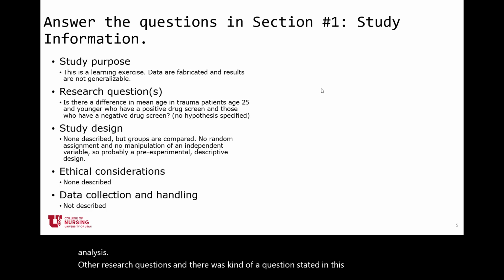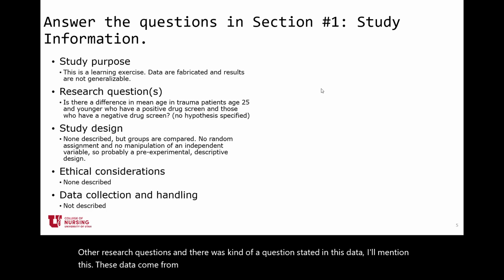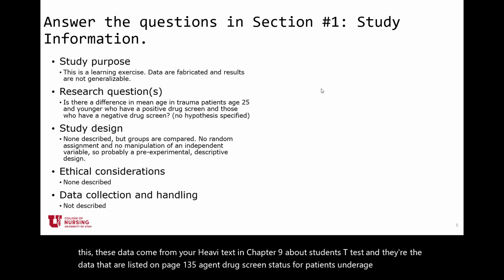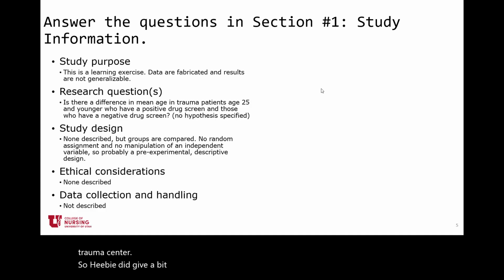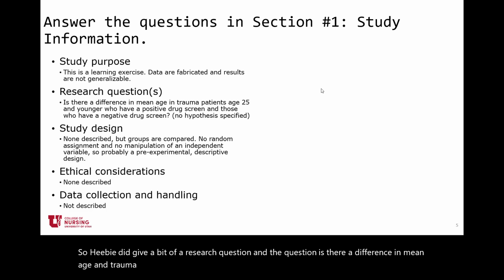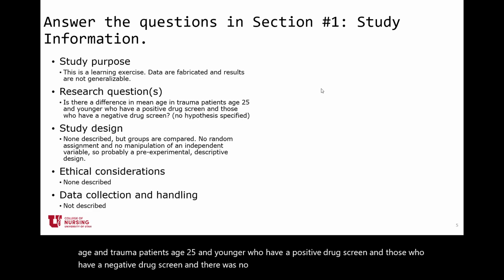I'll mention this. These data come from your HEVI text in chapter 9 about Student's t-test, and they're the data listed on page 135, age and drug screen status for patients under age 25 in a trauma center. So HEVI did give a bit of a research question: is there a difference in mean age in trauma patients age 25 and younger who have a positive drug screen and those who have a negative drug screen? And there was no hypothesis specified.